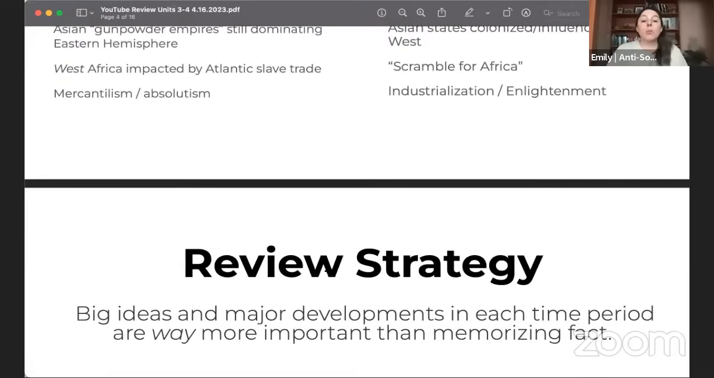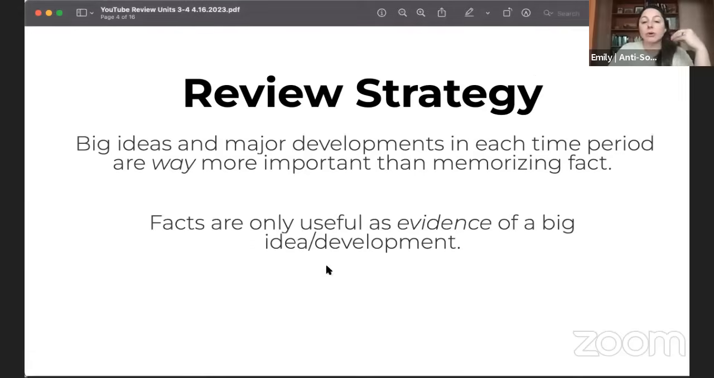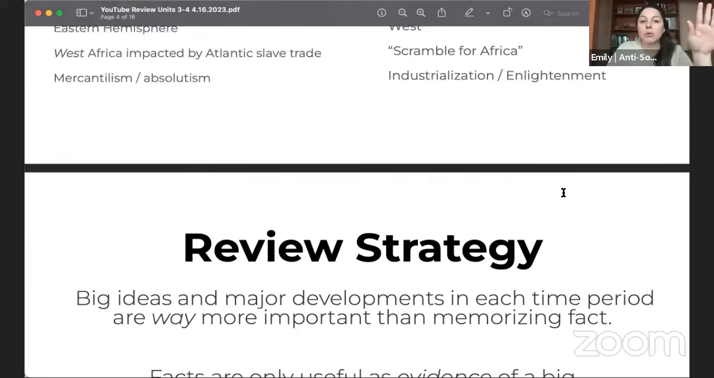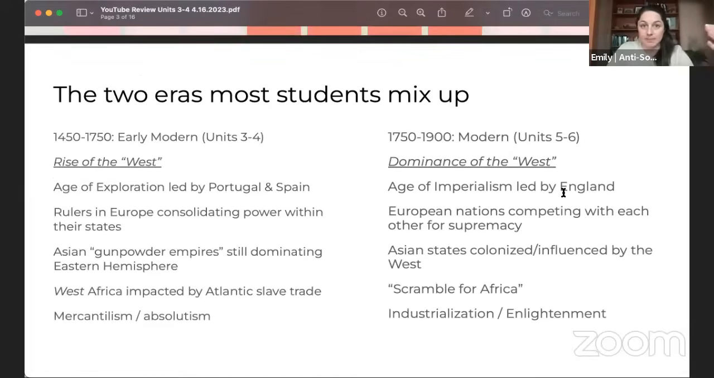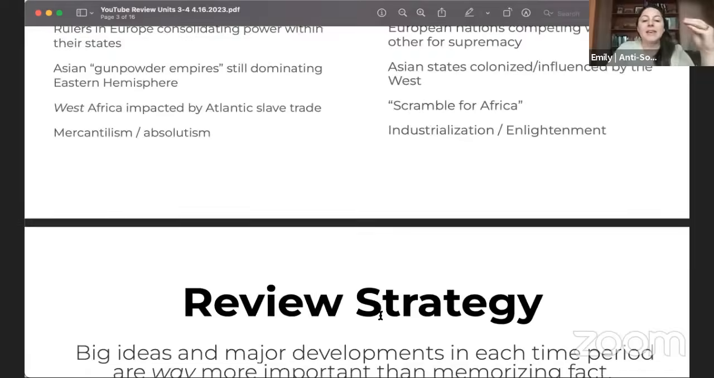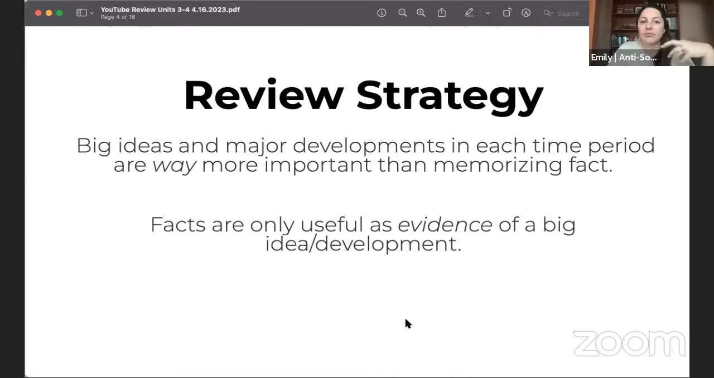Okay, so with that, again, I want to remind us, the review strategy for the AP World History exam is that dates and details and facts should come last, right? The most important thing is that you understand big ideas like this. It's most important that you can say 1450 to 1750 is exploration, Spain and Portugal, gunpowder empires back in Asia, that sort of thing. And then that you get down to some facts, which we'll talk about in a second, to support the big developments. The AP World History exam does not really reward straight memorization.